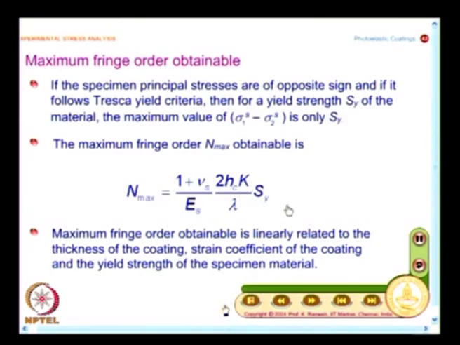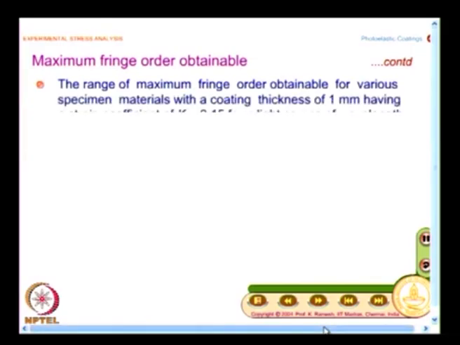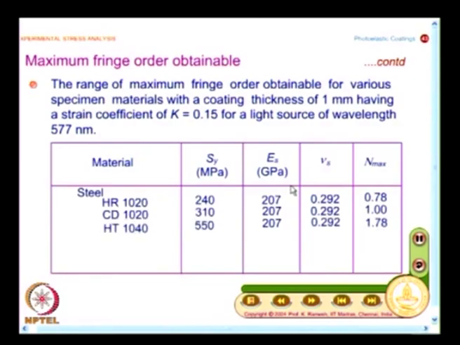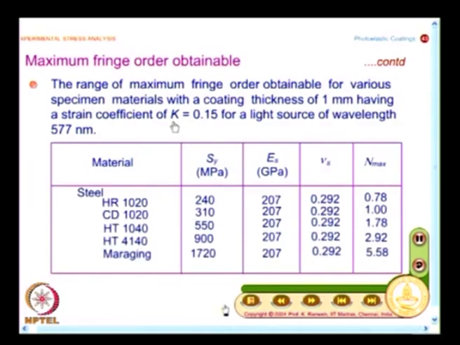And I also have a table which gives you, for a variety of materials, the fringe order obtainable. What we have taken is a coating material of K equal to 0.15, a coating thickness of 1 millimeter, and a light source of wavelength 577 nanometers, essentially the white light. We had also looked at the color code where we saw repetition occurs at 577 nanometers. You have a tint of passage, and twice of this value you have another tint of passage.